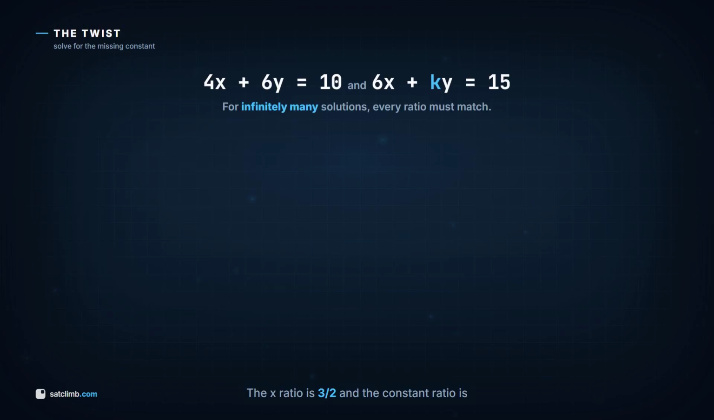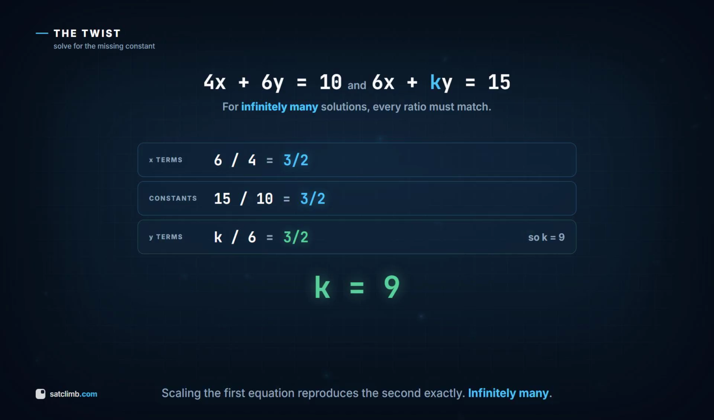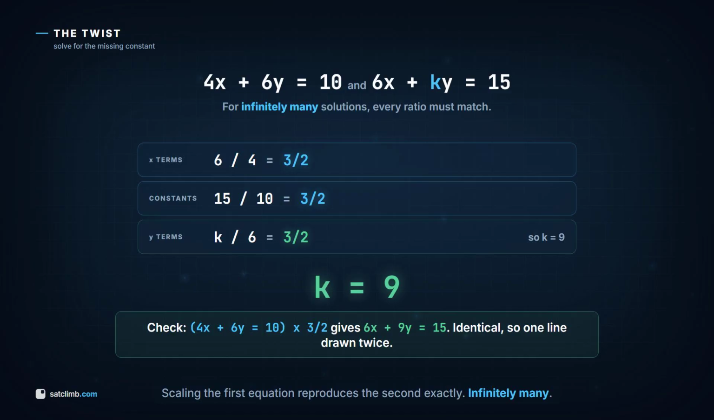Now the version the test actually loves, with a missing constant. 4x plus 6y equals 10 and 6x plus ky equals 15. For infinitely many solutions, every ratio has to match. 6 over 4 is 3 halves, 15 over 10 is 3 halves, so k over 6 must also be 3 halves, which makes k equal 9. Check it. Multiply the first equation by 3 halves and you get 6x plus 9y equals 15. Identical equations. One line drawn twice, so infinitely many solutions.